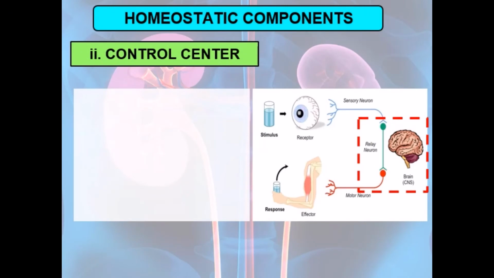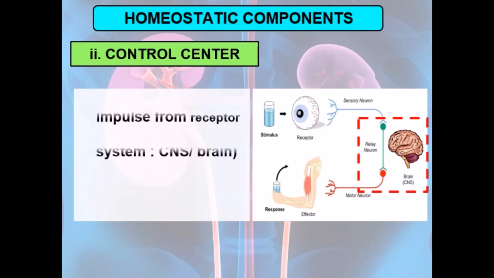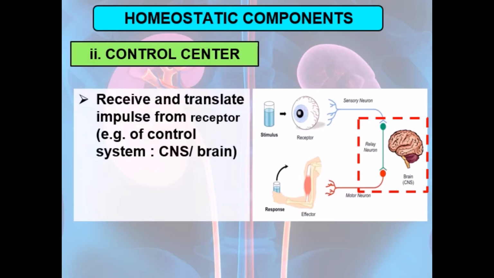Second component is control center. Control center will receive and translate impulse from receptor, for example, control system or CNS, and send impulse to the effector.